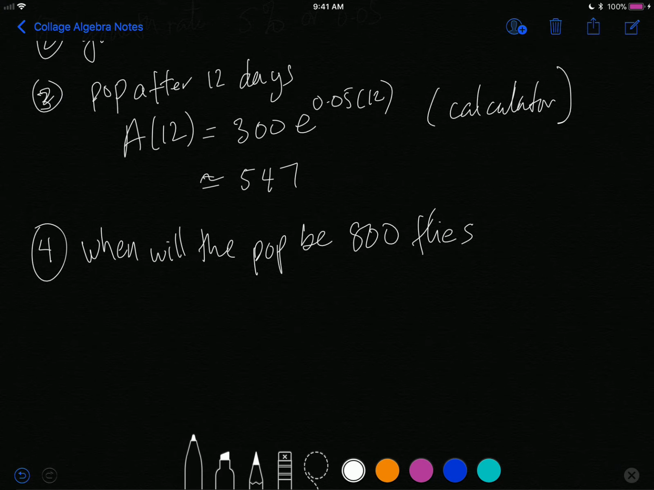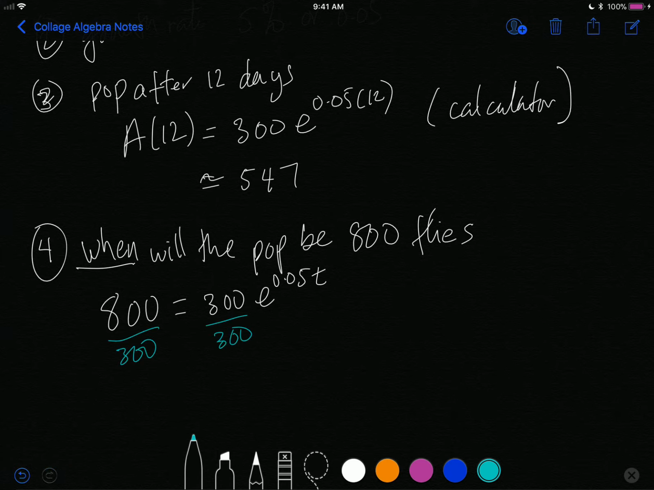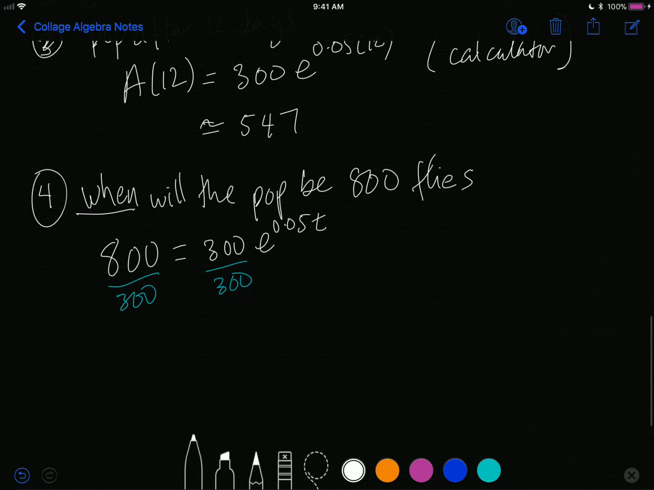And so what we do right here is we set the equation equal to 800 because that's the number of flies we want: 300 e to the 0.05t. Again, the question is when, so t is going to be my free variable that I need to find. So I gotta get to the t, so first I'll divide by 300. Again, I don't have a calculator, but I know the zeros cancel out. So that's 8 over 3 is equal to e to the 0.05t.